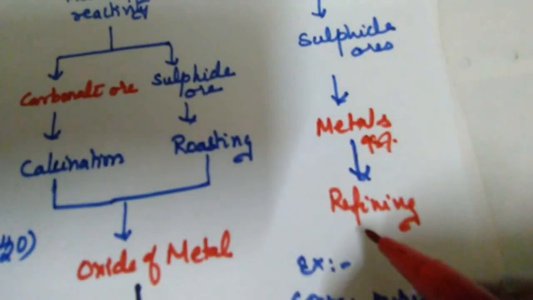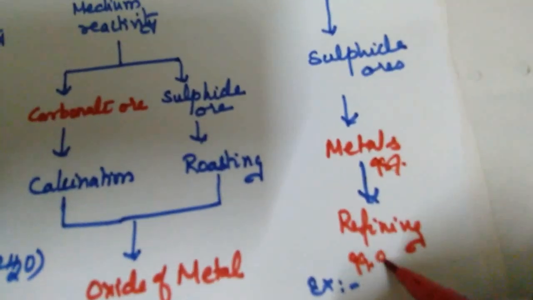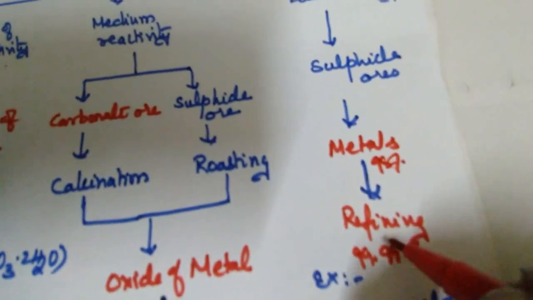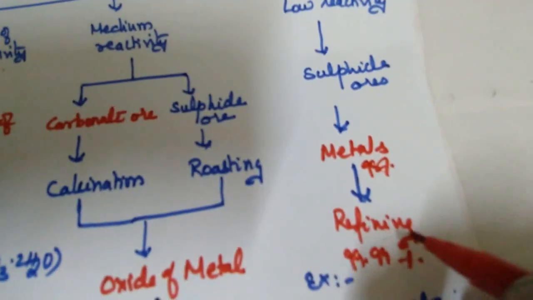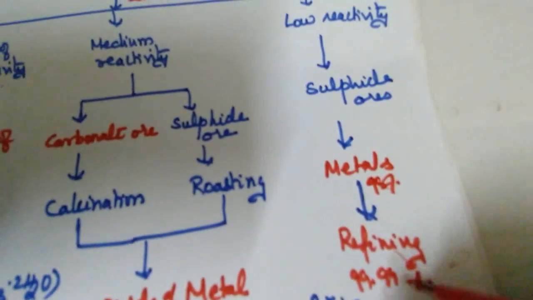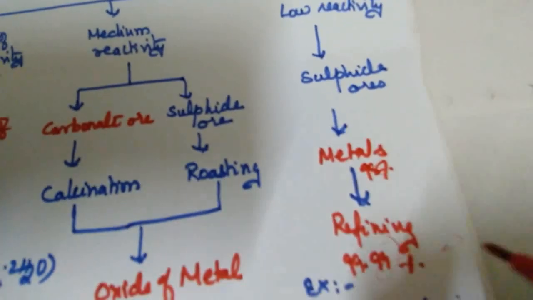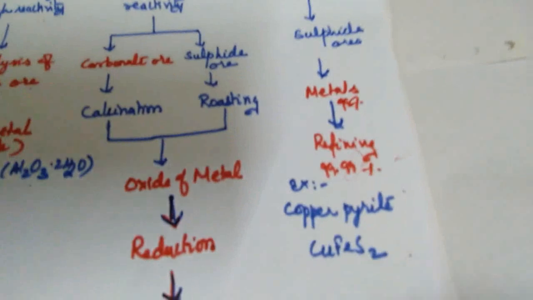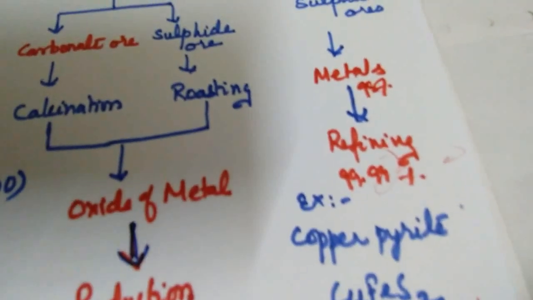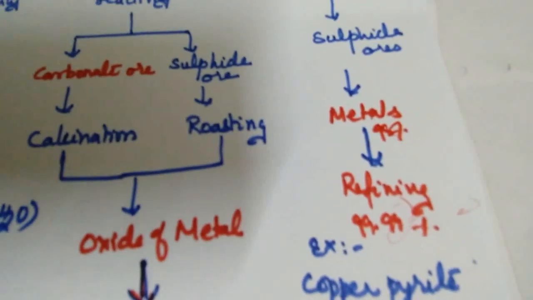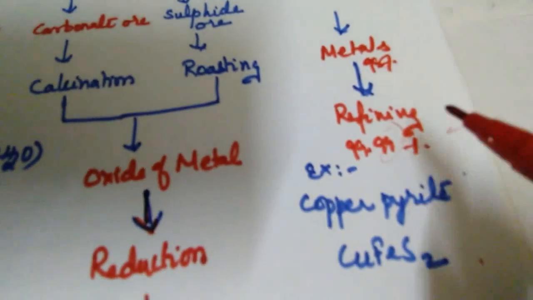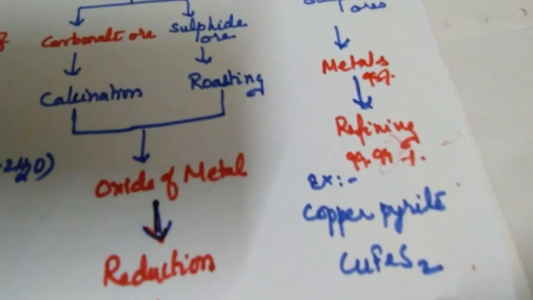On refining I get 99.99% purity. Refining is again an anode, cathode and electrolyte, where I take this metal and deposit it on the cathode so that I get 100% pure metal. Here the example is copper pyrite, CuFeS2, copper along with iron sulfide. Copper pyrite is an example of the low reactivity series.